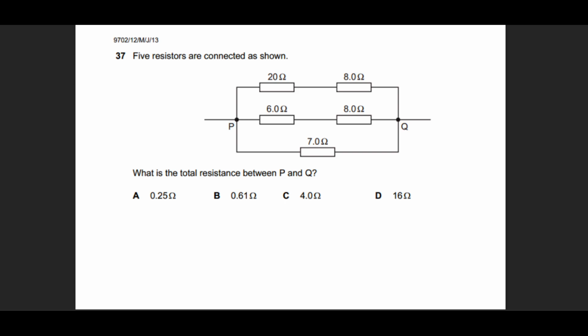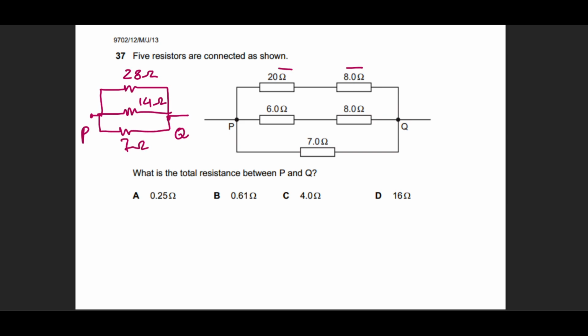Okay. First, we need to realize that 20 and 8 are connected in series. Let's add them together. So let's call this branch P and let's call this Q. The first branch on the top gives me 28 ohms by adding 20 plus 8. The second branch is 6 and 8, which adds up to 14 ohms. The third branch is simply 7 ohms, which is connected like this.